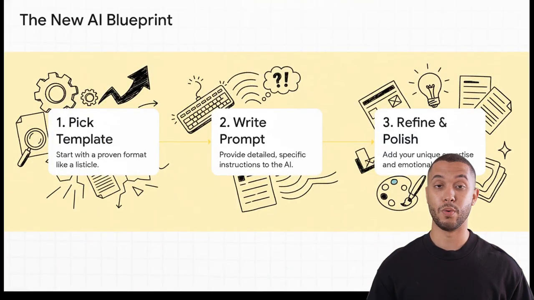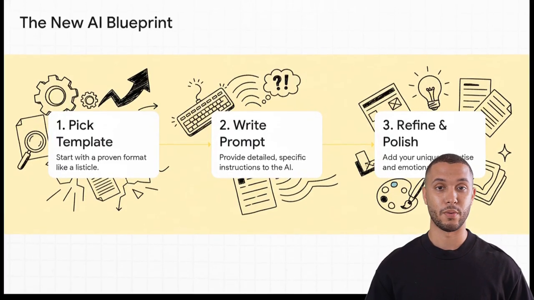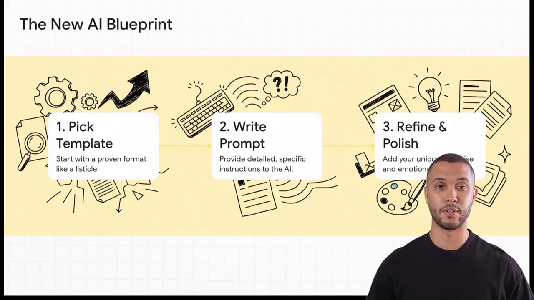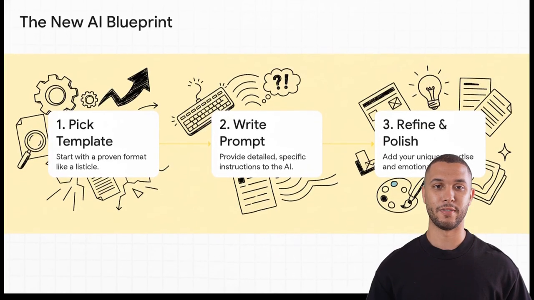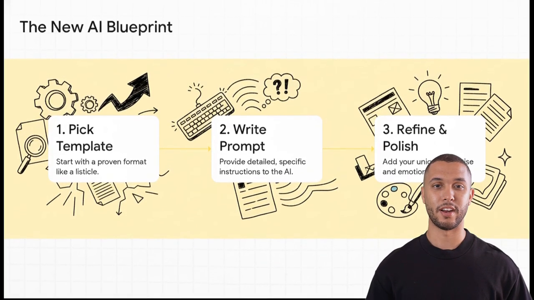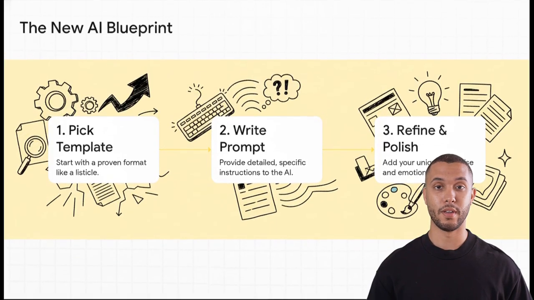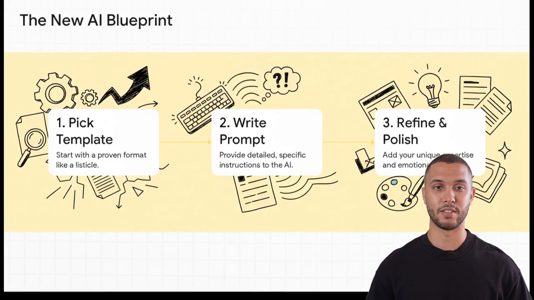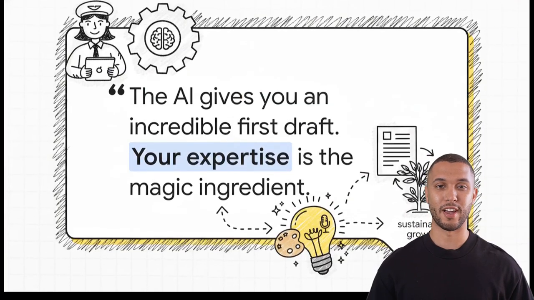The whole new approach really just boils down to 3 simple steps. First, you go ahead and pick a proven template, so you're not starting from scratch. Second, you write a great detailed prompt for the AI. Think about giving it a specific role to play, a very clear target audience, and a single clear goal. And third, and this is the most important part, you refine and polish that output with your own expertise.